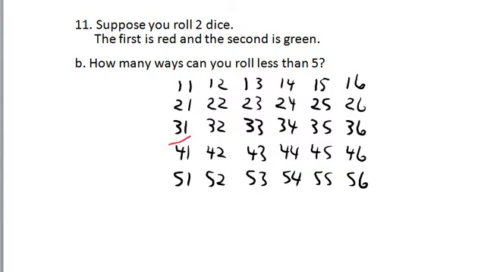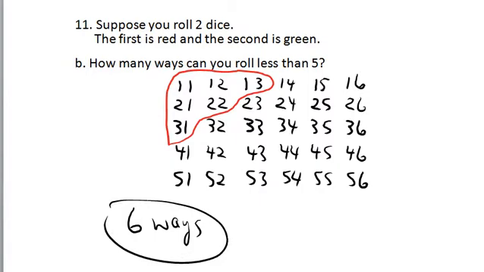So if you want to stay less than 5, you have to roll one of these. If you count them, there are 1, 2, 3, 4, 5, 6. So there are 6 ways that you can roll less than a 5.